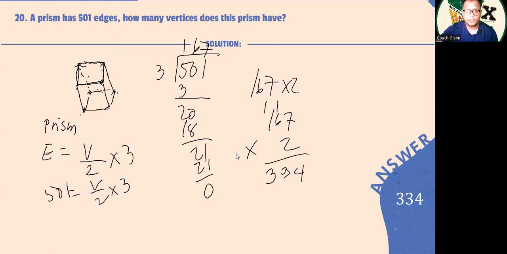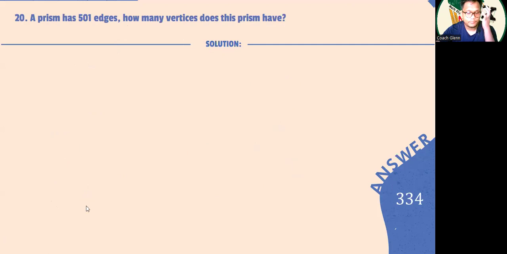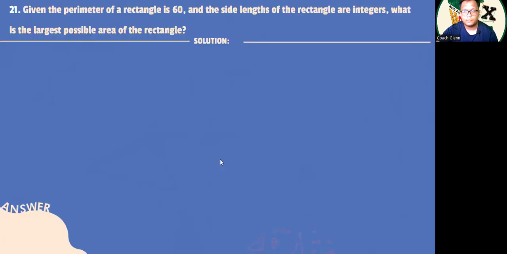Okay, if there are no more questions, then let's go to the next problem. Given the perimeter of a rectangle is 60 and the side lengths of the rectangle are integers, what is the largest possible area of the rectangle? So it says here that your rectangle would have the largest area when it's close to a square, okay? So if it's close to a square, then that means your side lengths should be equal.